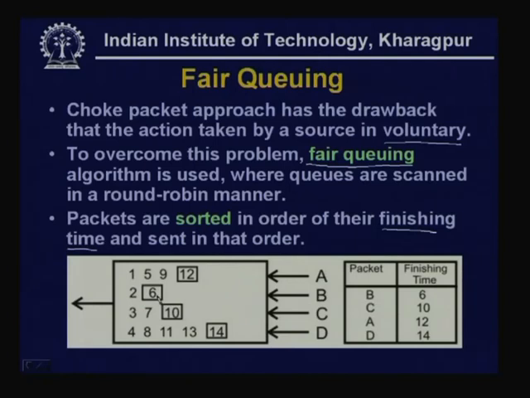For example, 6 is the finishing time for the packet on input line B, then 10 is the finishing time for the packet on input line C, and so on. After finding out the finishing times, the packets are ordered in order of finishing times, that means B, C, A, D. Then the packets are sent in that order: first B is sent, then C, then A, then D. This is known as fair queuing. So, this is based on the queue length.